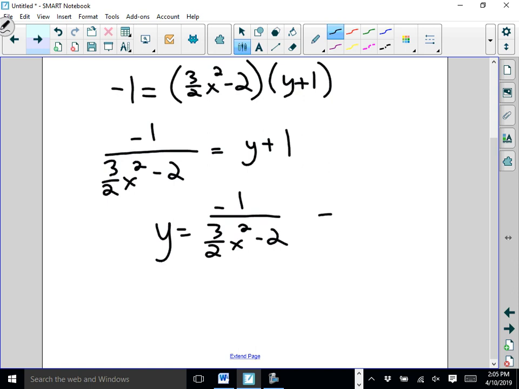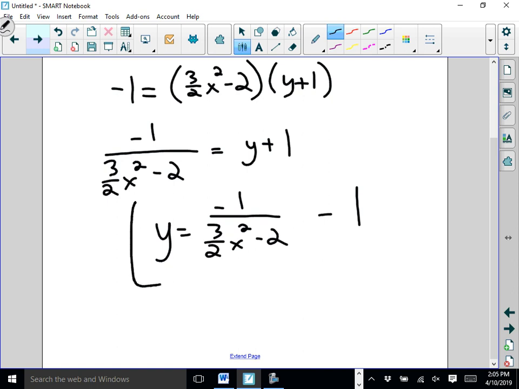Again, when I plug in the point 1, I should get 1 as an answer. When I plug in 1 here, I have 3 halves minus 2. That's negative half. Negative 1 divided by negative half is positive 2. 2 minus 1 equals 1. Okay? So this would be an acceptable answer here.